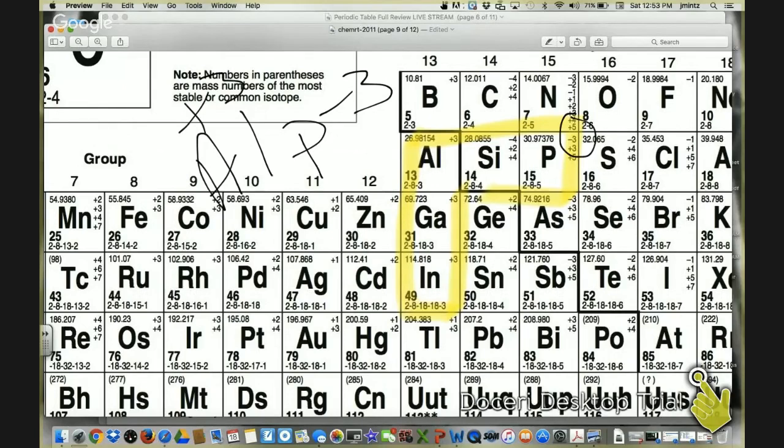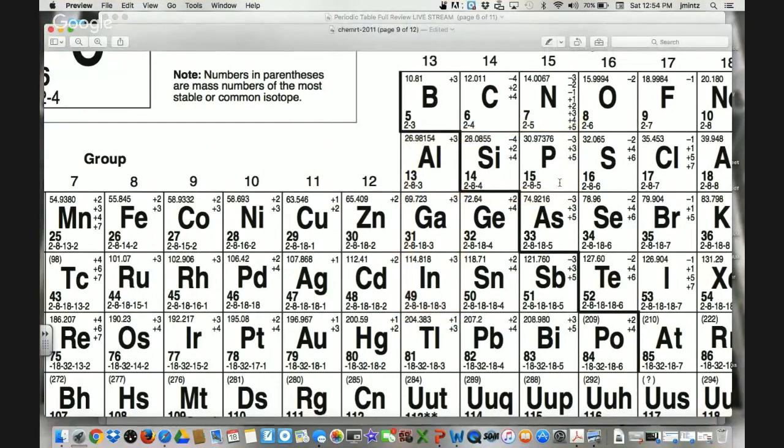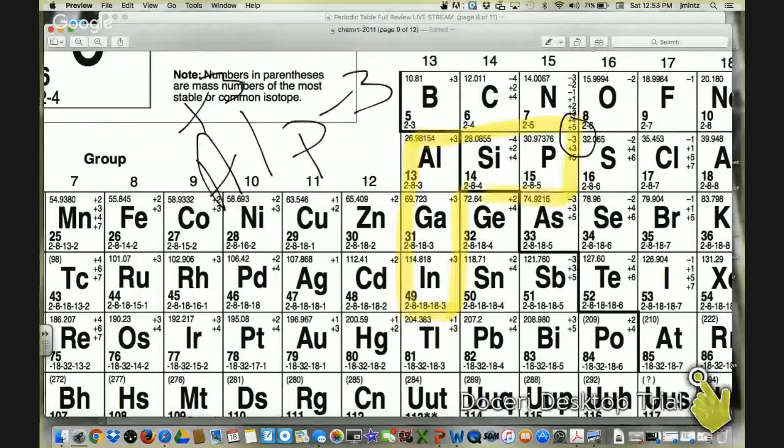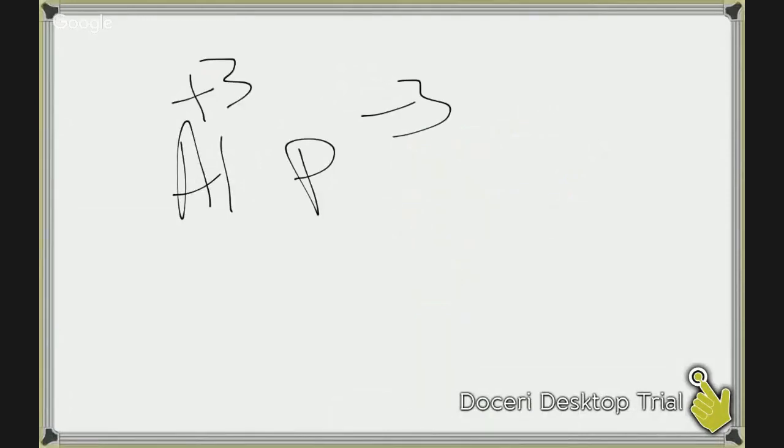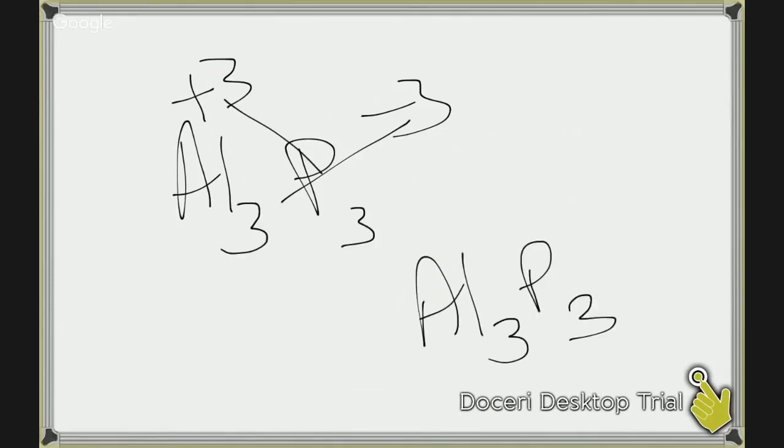So your teacher might have shown you crisscross, and let me just clear this off so I can get a little bit bigger for you. Let's go with a whiteboard. Let's clear the strokes. Okay, so your teacher might have shown you crisscross, which means this would be a 3 and this would be a 3, and I'll write it out this way for you. And then you would reduce, so your AlP would exist. So you want to know who would react in the same way. In the same way, whoever's going to have a +3 charge is going to react in the same manner.